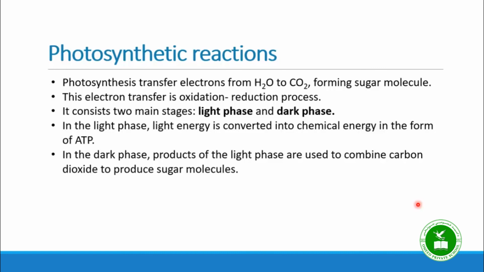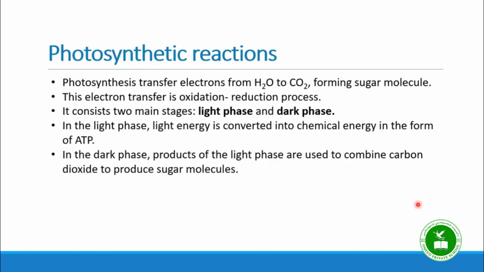In the light phase, light energy is converted into chemical energy in the form of ATP. This was the main role of the chlorophyll. In this phase, the light energy is converted into chemical energy. In the dark phase, the products of the light phase are used to combine carbon dioxide to produce sugar molecules.